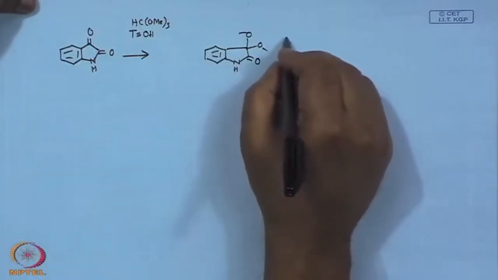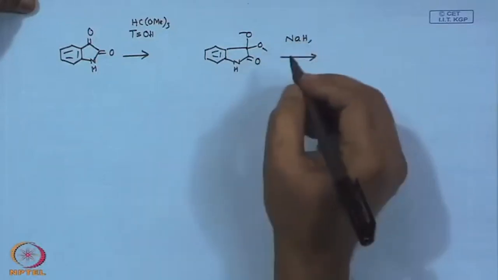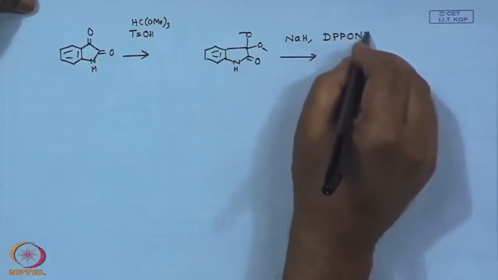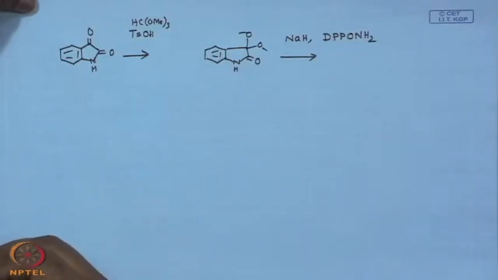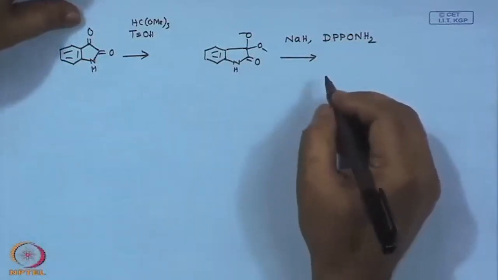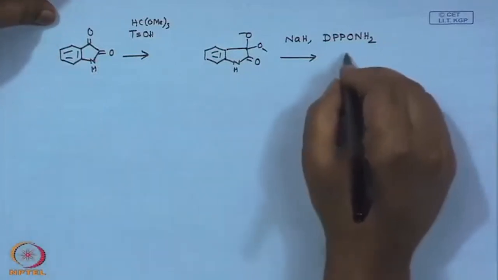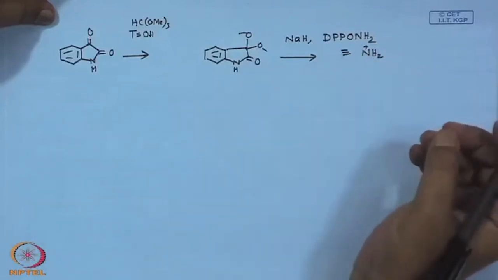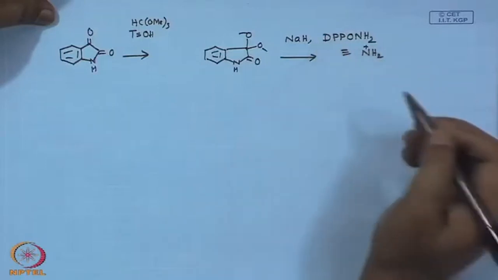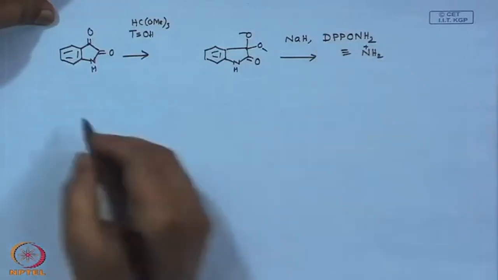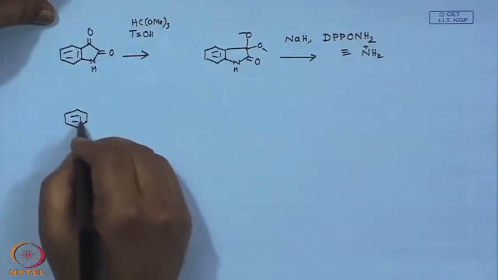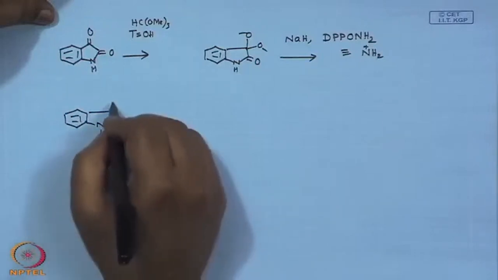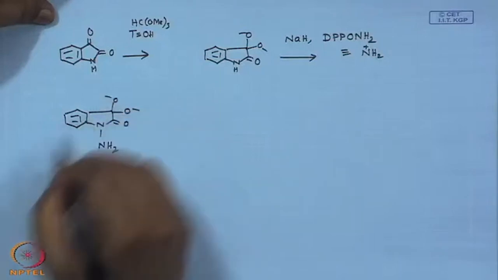The next thing that is done is sodium hydride, and then one new reagent is used, that is called DPPONH2. DPPONH2. What is it? It is a source of, equivalent to, you can say NH2 plus, like NH2Cl. So, similarly, this is equivalent to NH2 plus. You can guess what the reaction is. There is only one abstractable hydrogen, which is sitting at nitrogen. So this would aminate this nitrogen, and you will have the ketal as it is.